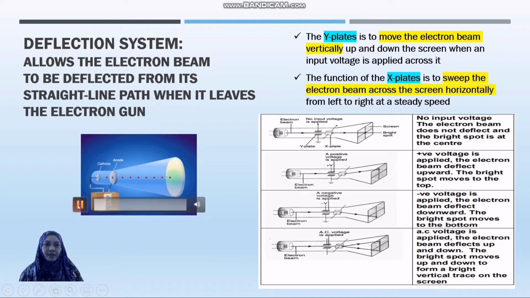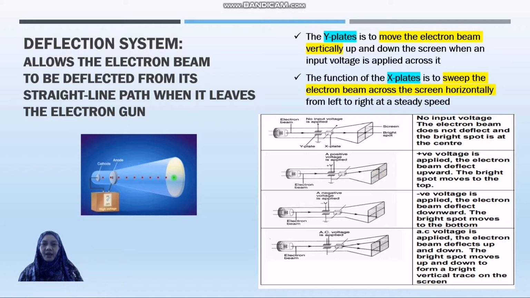So let's take a look at this short animation. You can see that the electron beam, or the cathode ray, continuously moves in a straight line, and it will form a bright spot at the center of the screen as stated here. Second diagram, now we apply a positive voltage to the top plate of the Y plate. So what happened? The electron beam, which is a negatively charged particle, passes through the Y plate, so it will be attracted or deflected upwards. So a bright spot is now shifted to the top of the screen.